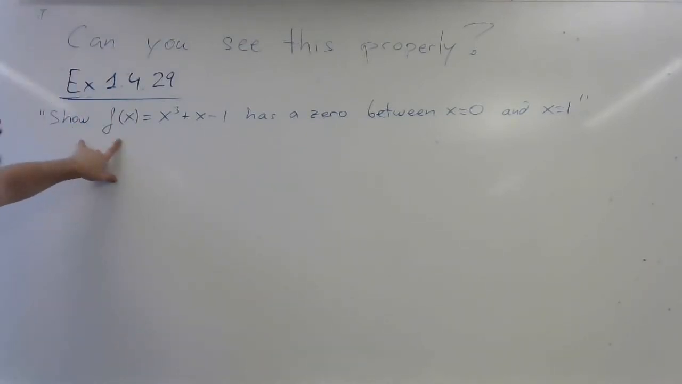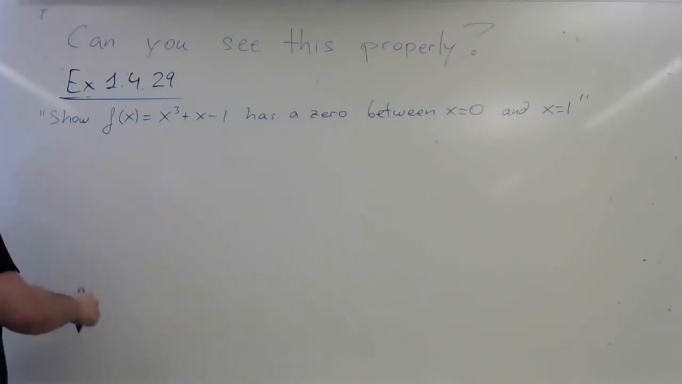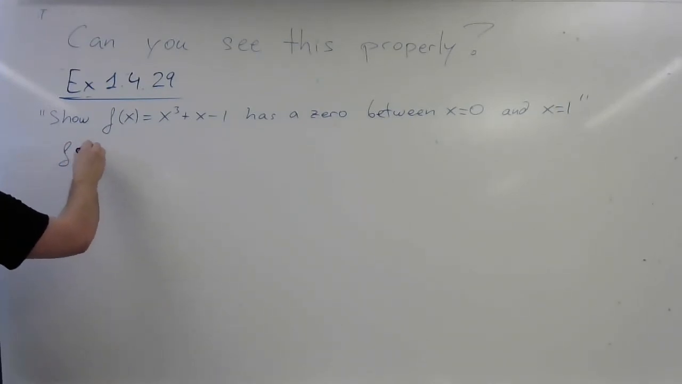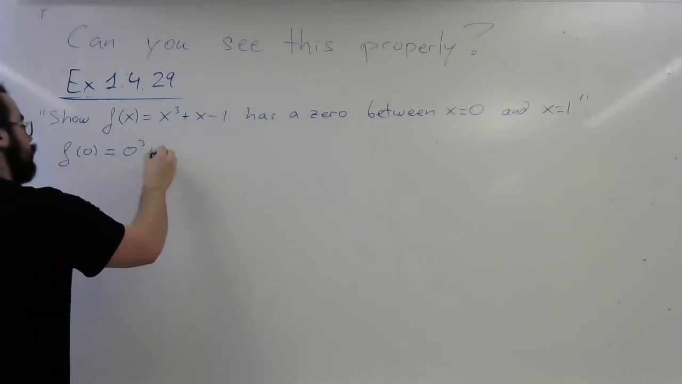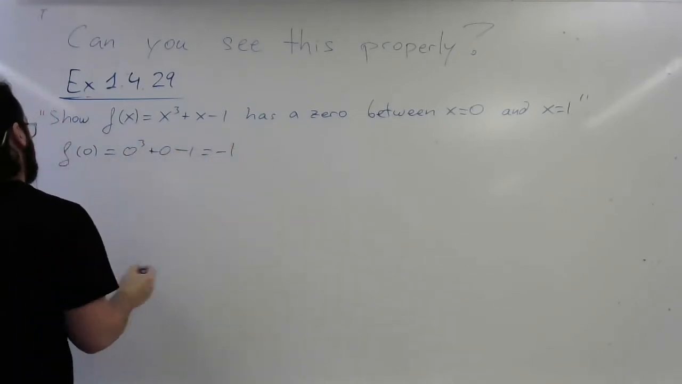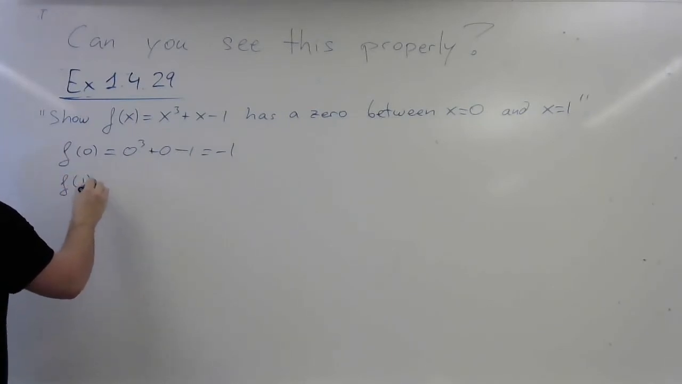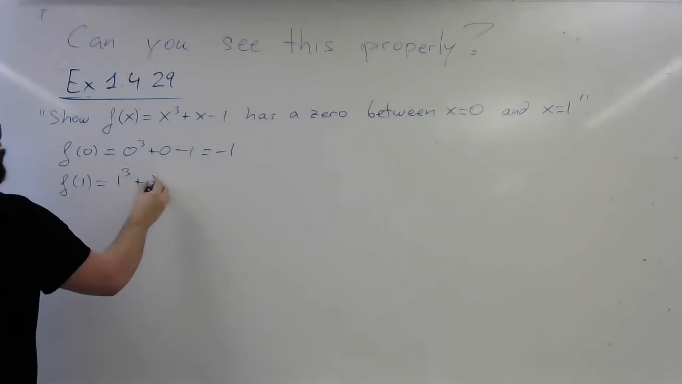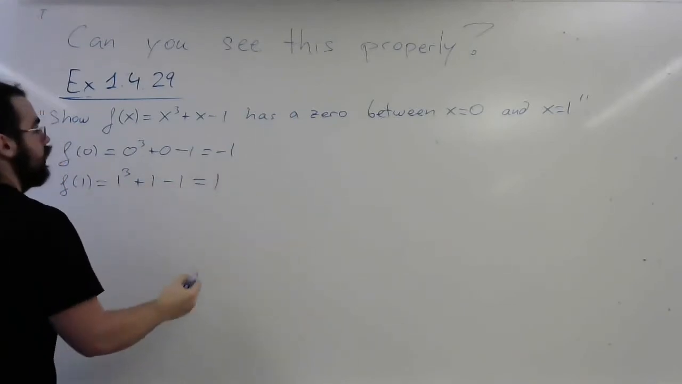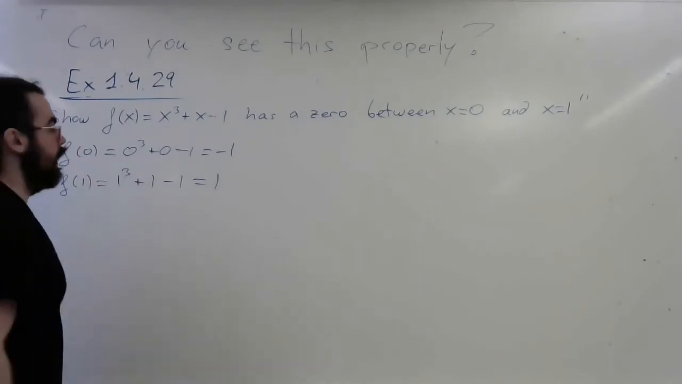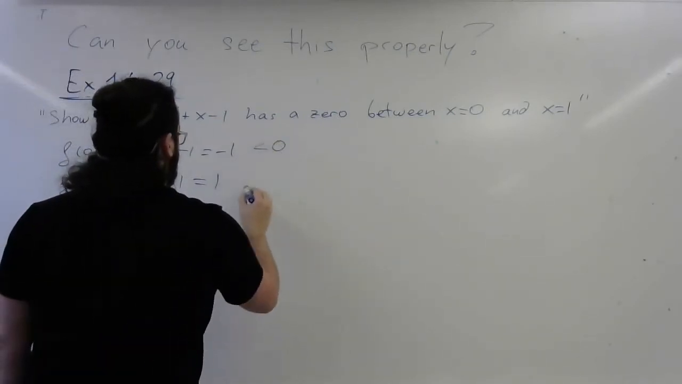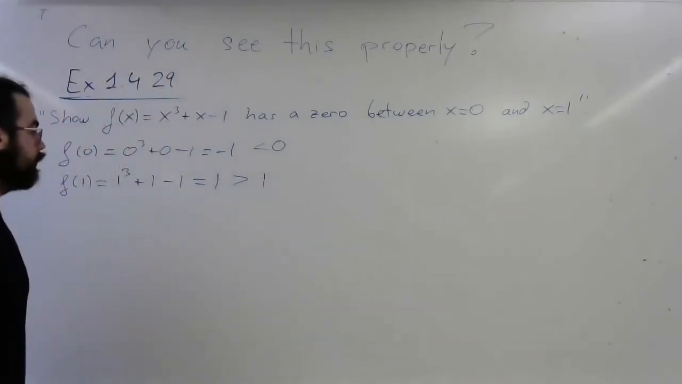But now, we have to show that there's a point between 0 and 1 where this function is negative. Okay, so the first thing we are going to do is evaluate f in 0 and 1 and see what happens. This is 0 cubed plus 0 minus 1. That's minus 1. And this is 1 cubed plus 1 minus 1. And this is 1. So what's the key here? F of 0 is smaller than 0. F of 1 is greater than 0.